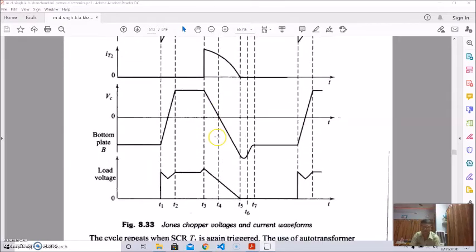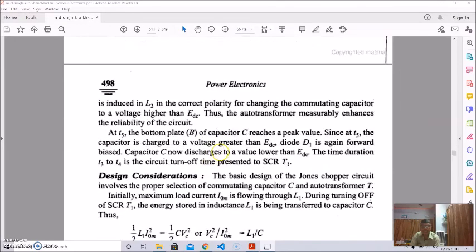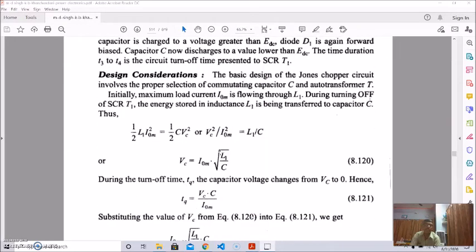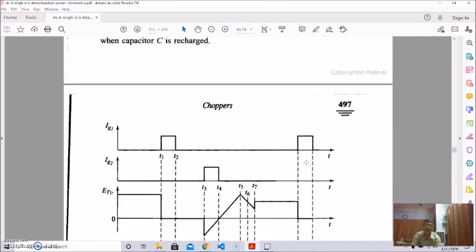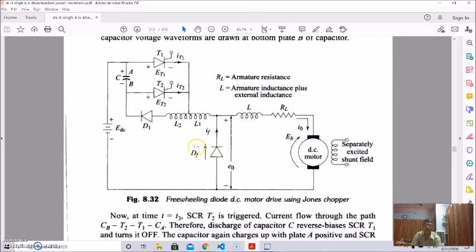And what are the design considerations here? The basic design of the Jones chopper circuit involves the proper selection of commutating capacitor C and autotransformer T. Basically, part of this autotransformer, L2, takes part in the commutating process, as shown in the figure. This is the part of the commutating circuit.